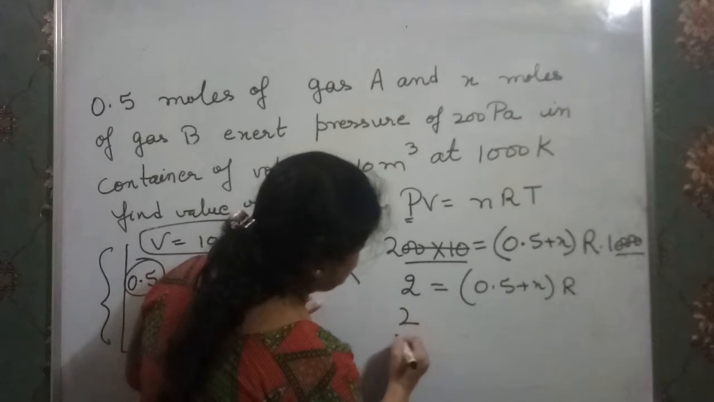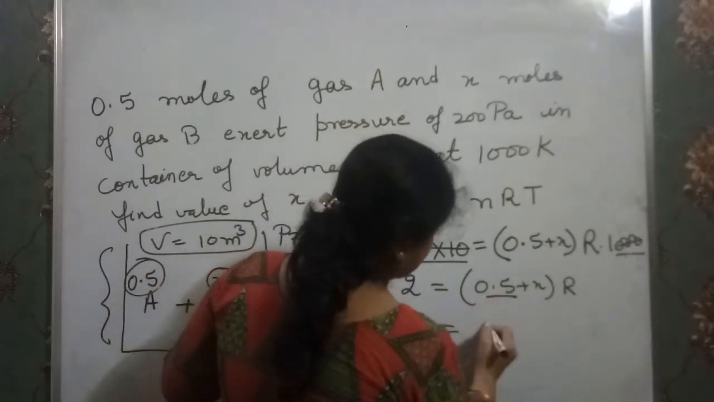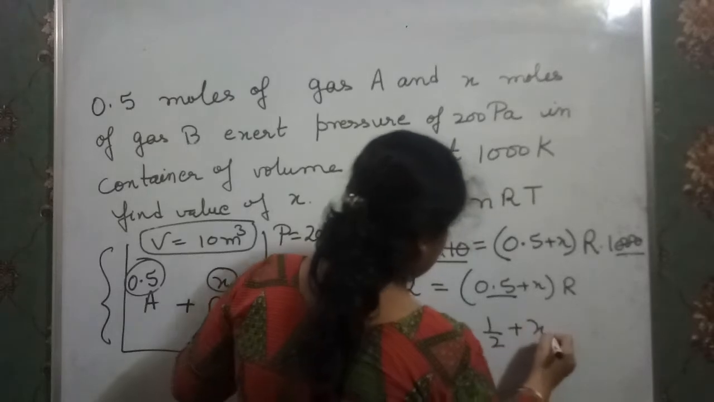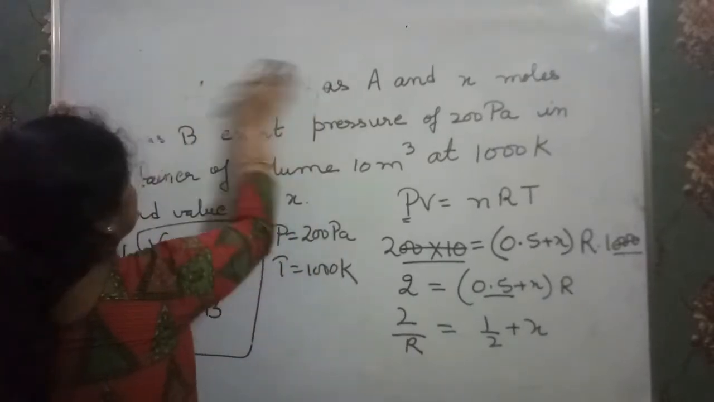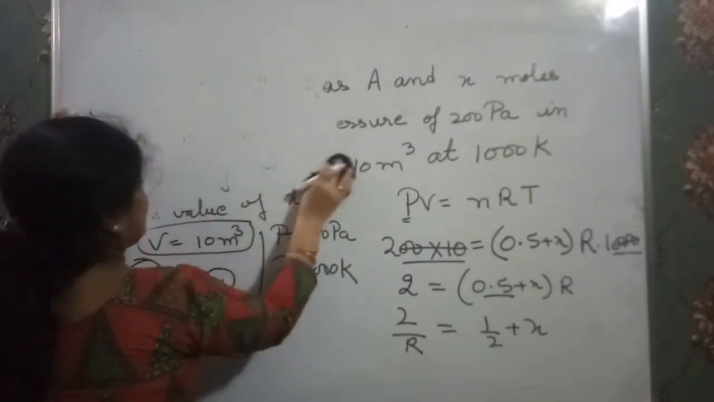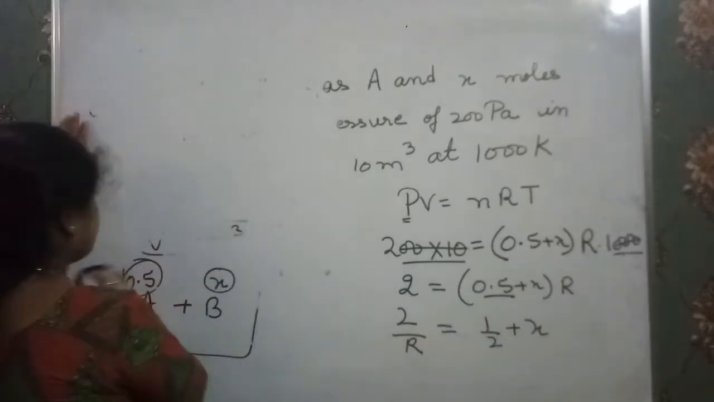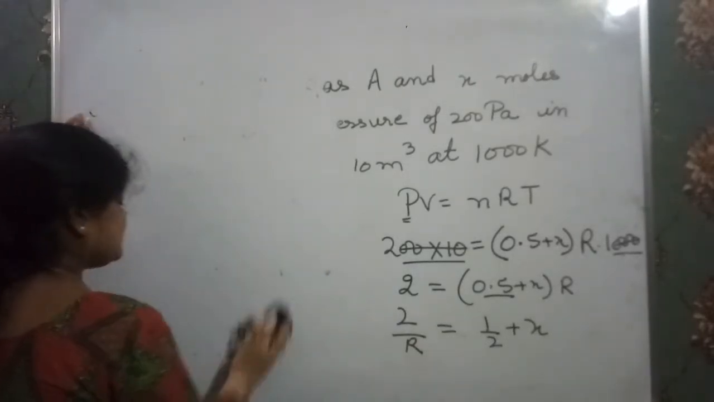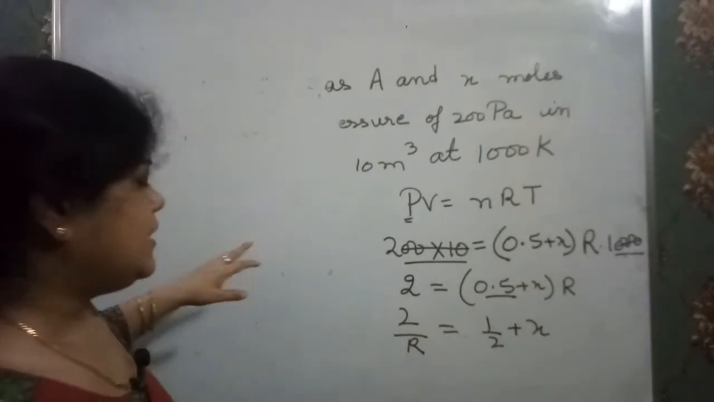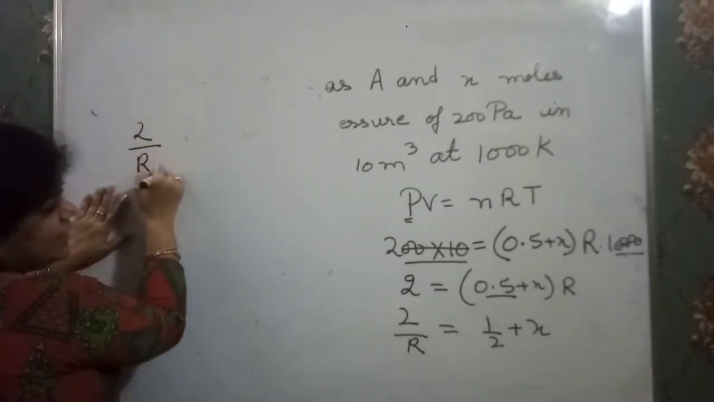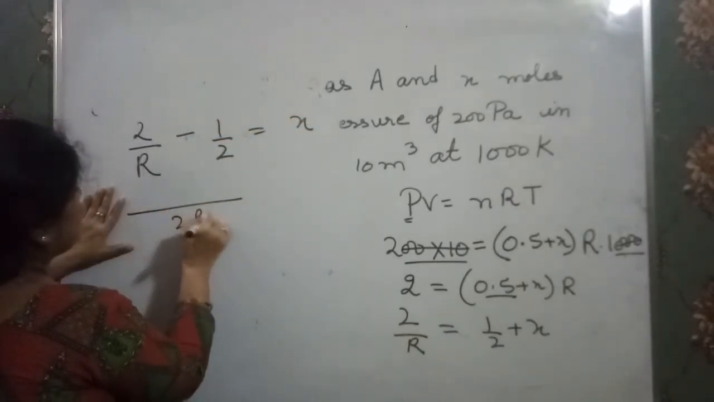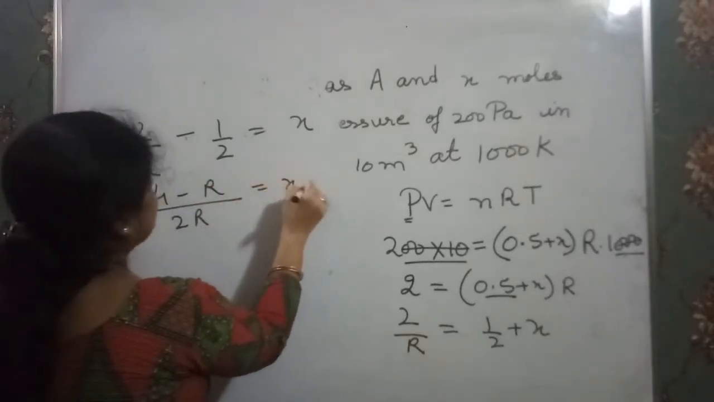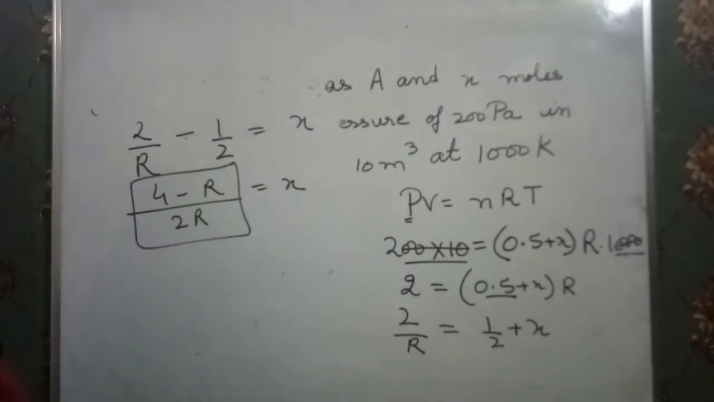Clear? So we have 2 over R is equal to, we can change it, it becomes 1 upon 2 plus X. Okay? So just take it to the other side, and we can easily find the value of X for the gas. In this way we can solve different types of questions of thermodynamics. Simply analyze the question and solve it. So we have 2 over R minus 1 upon 2 is equal to X. So it becomes (4 minus R) over 2R as the number of moles for gas B. Clear? Now the next question.